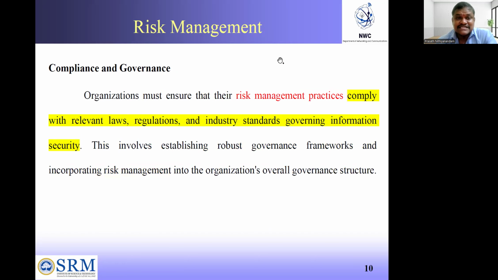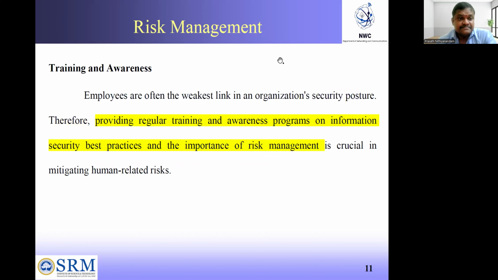And next, continuing on, is compliance and governance. Organizations must ensure their risk management practices comply with the relevant laws, regulations and industry standards governing information security. This involves establishing robust governance frameworks and incorporating risk management into the organization's overall governance structure. As an example for this compliance and governance, a health provider aligns its risk management with HIPAA regulations to ensure legal compliance and protect patients' data.